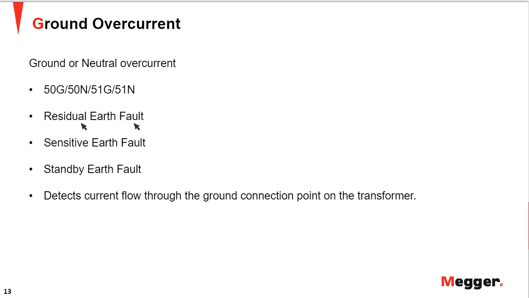And the next type is the sensitive earth fault. It's normally used in systems where your earth fault is limited to a low value. That system would have ground resistors, or neutral resistors, connected to the neutral point to reduce the amount of ground fault current that could flow through. So that's when you could use a sensitive earth fault relay.